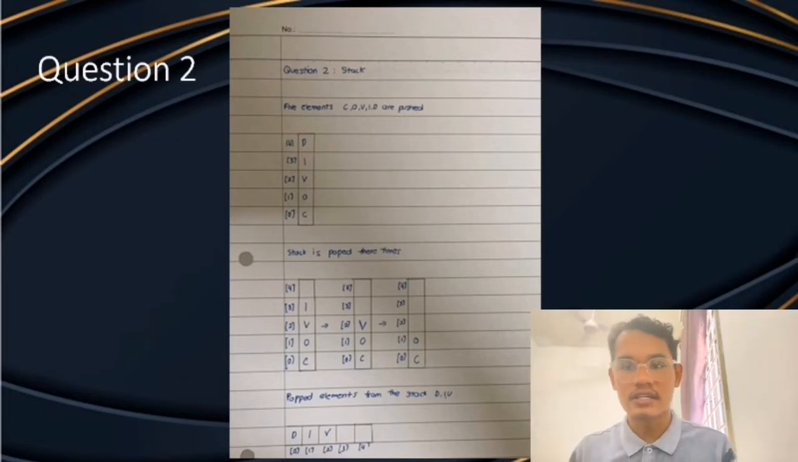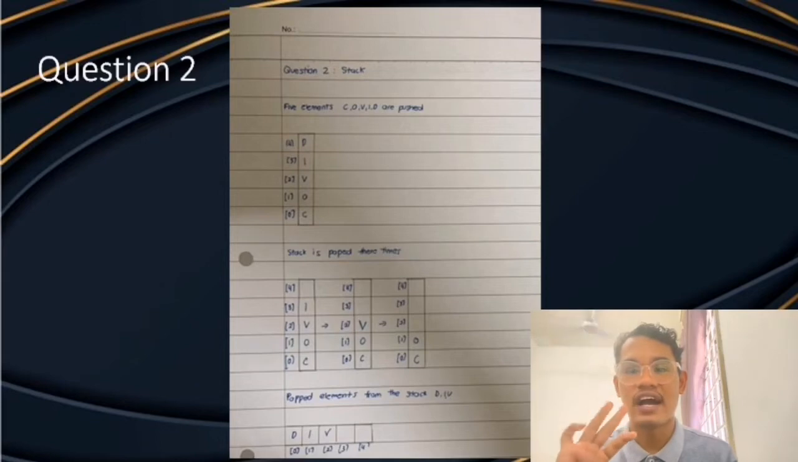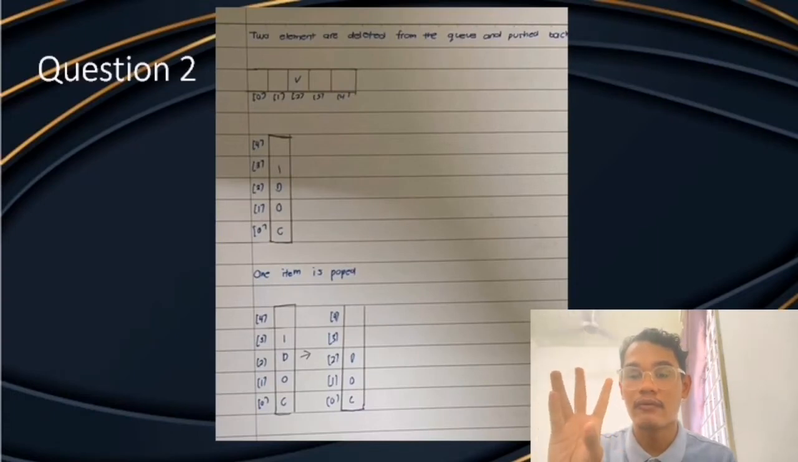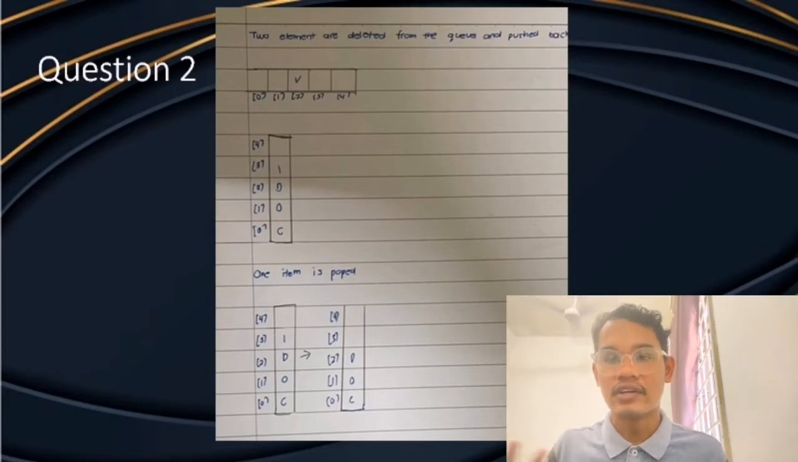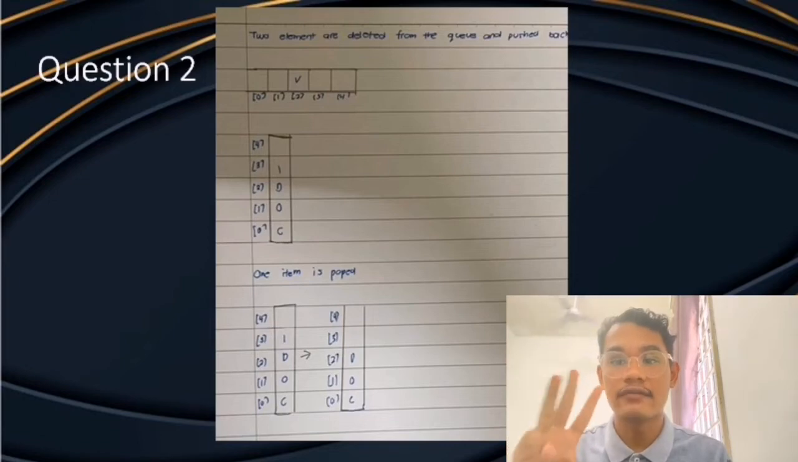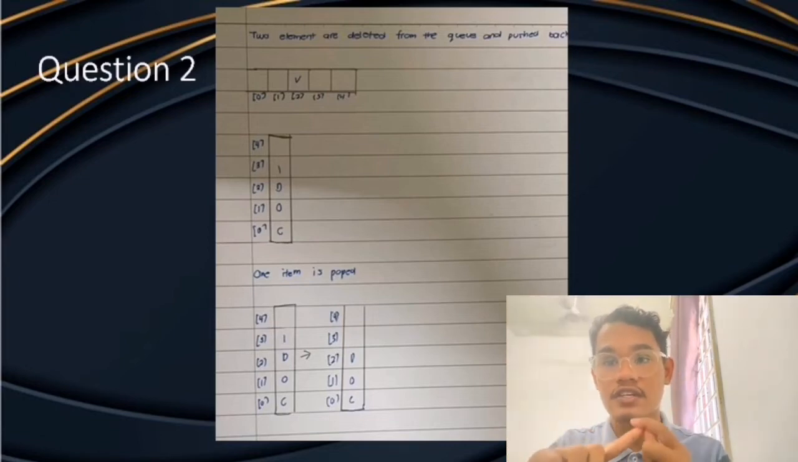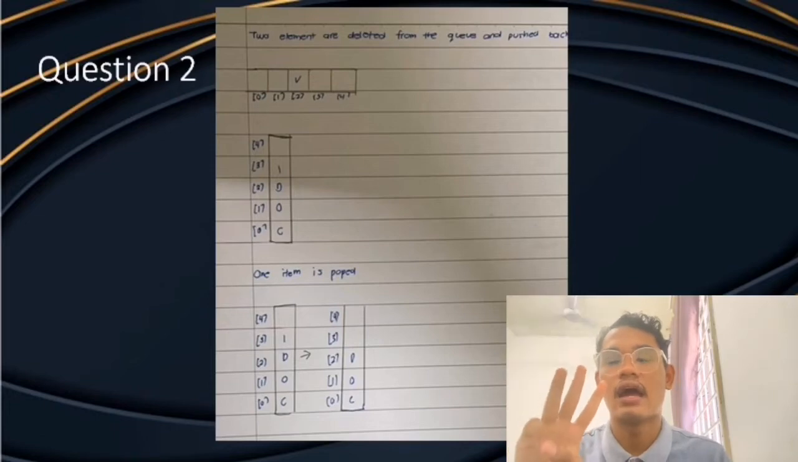The question asks to pop 3 times. First COVI, then COV, then CO. So you have already popped 3 times, and of the 5 we have 2 only. The question wants me to start with D, I, and V. So I put D at array number 0, I at array number 1, and V at array number 2, giving DIV.